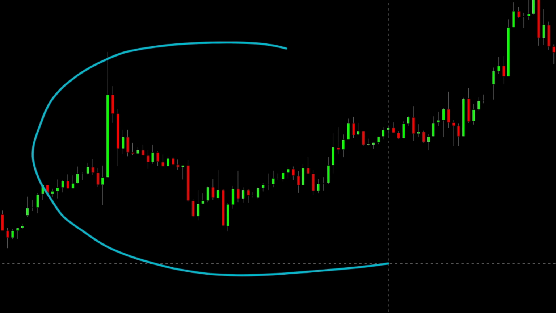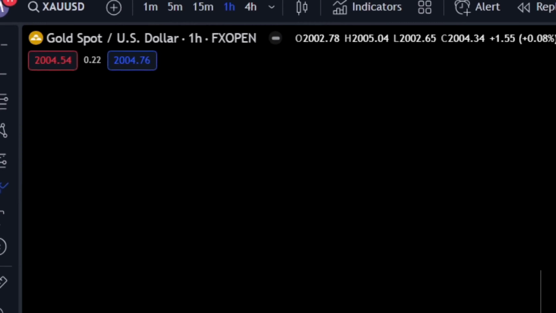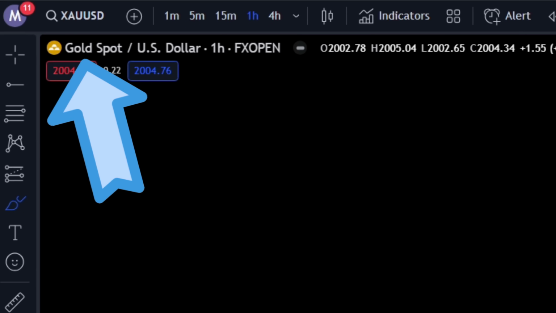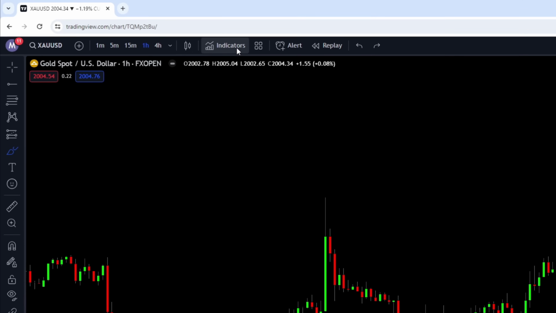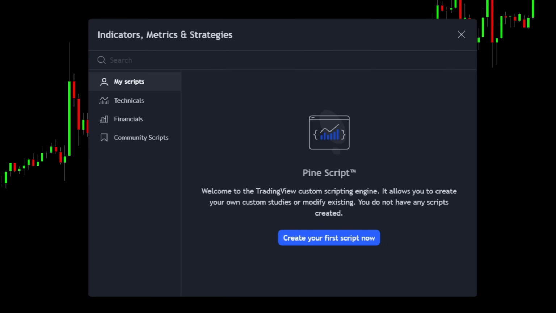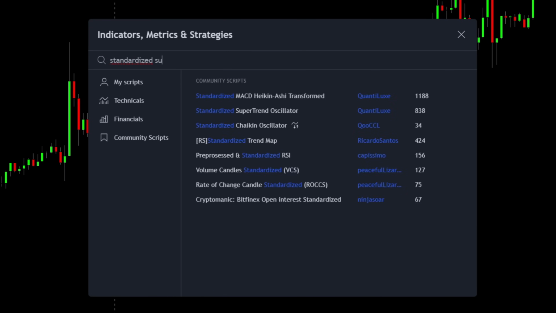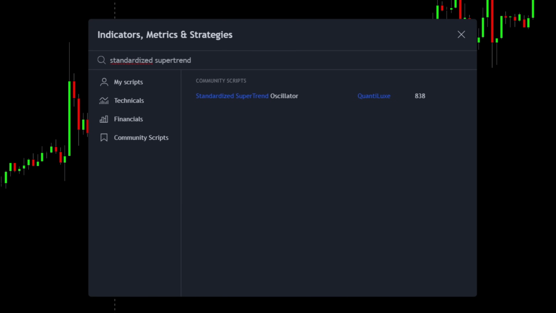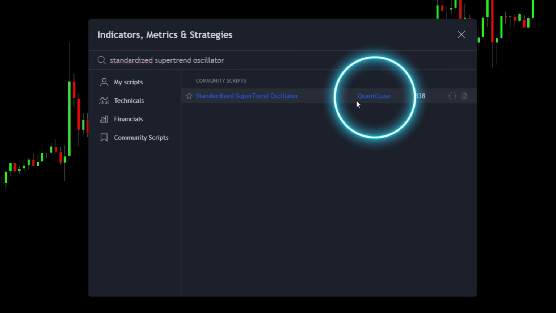So now the first thing we want to do is to open up a clean chart in TradingView. Right now as I'm speaking, I'm looking at gold on the 1 hour time frame. To open up the indicator, we navigate up here to the indicators tab, and what we have to search for here is standardized SUPERTREND oscillator. And we want to go down here and open up the indicator created by QuantiLux.